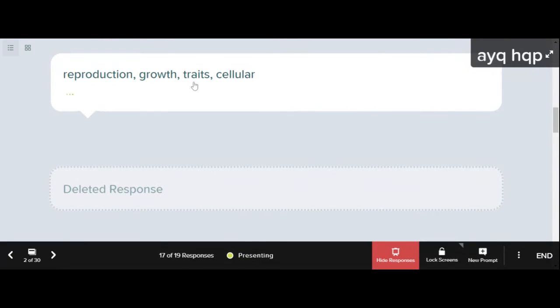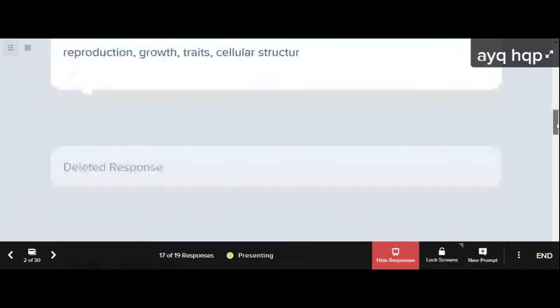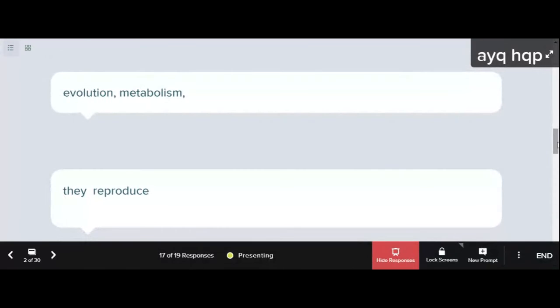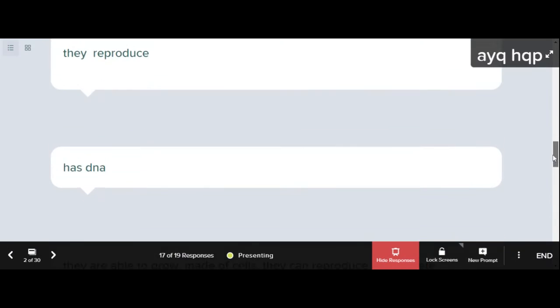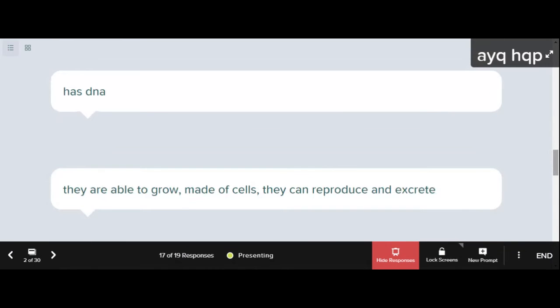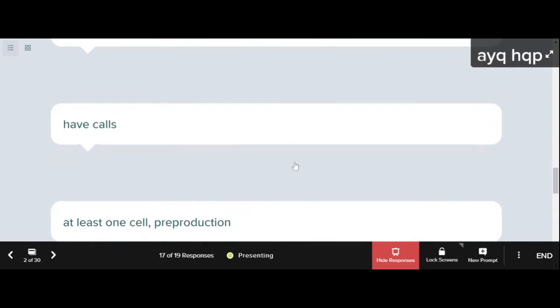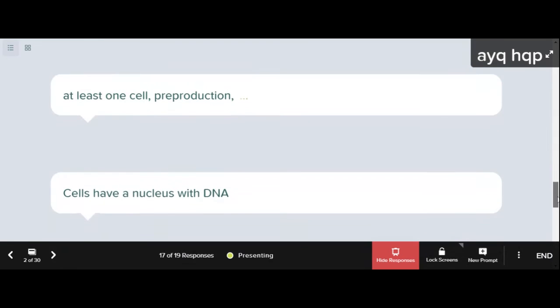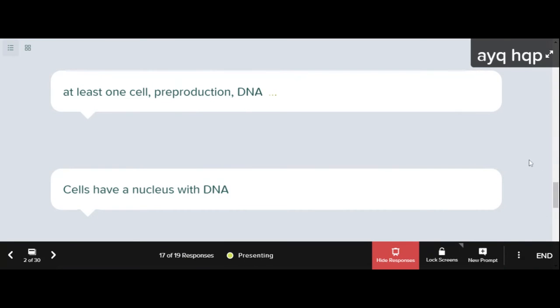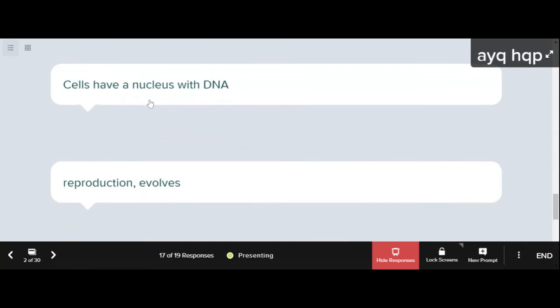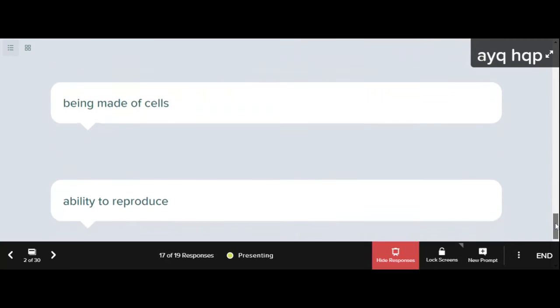Not sure about traits. You need to say a different word other than traits. These are good, though. Cellular structure. That's good. You guys are thinking. Love that you're thinking. Evolution, somebody said it. Awesome. Yes. Metabolism. That's good. They reproduce, yes. Has DNA, yes. Very good. Able to grow, can reproduce, can excrete. Oh, these are really good. And I think you meant to have cells. That's good. At least one cell. Reproduction, I think you meant. DNA, yes. Now, not all cells have a nucleus. Be careful with that. There are some living cells that don't have a nucleus. Evolves. Nice. Made of cells.